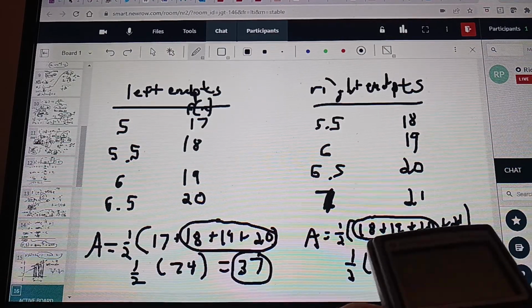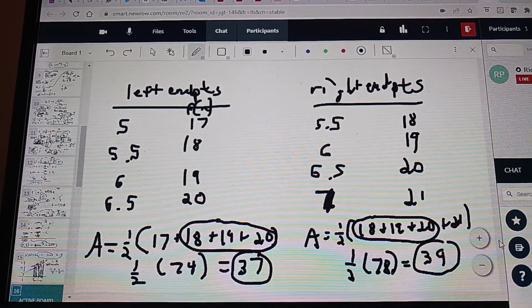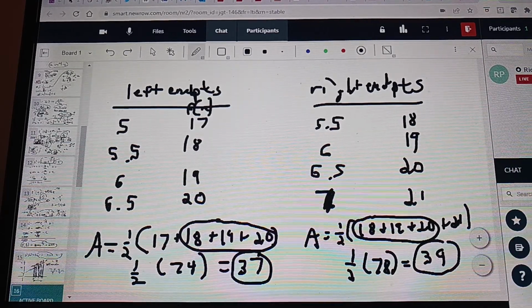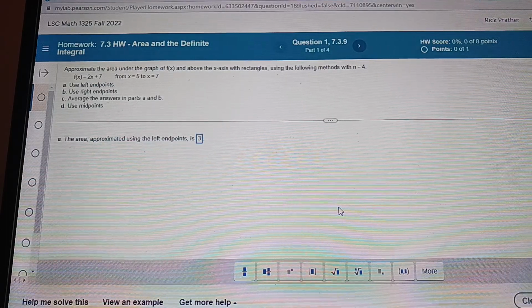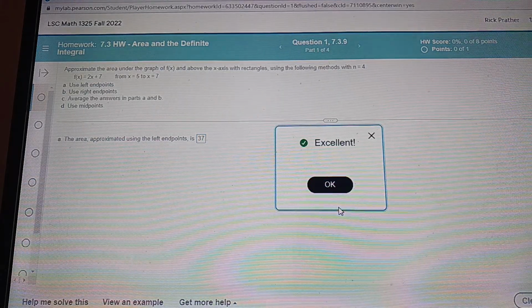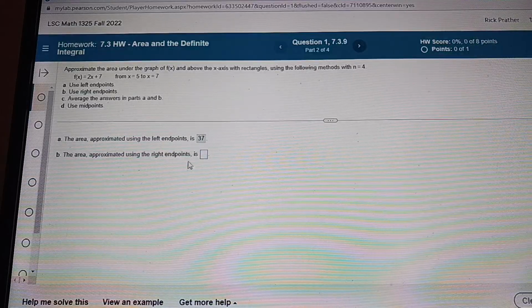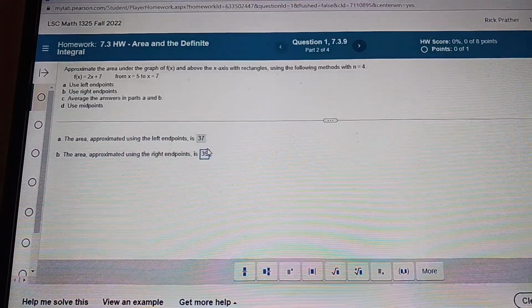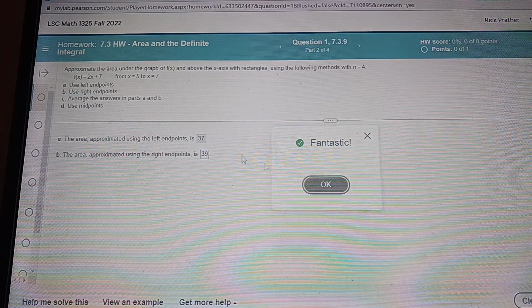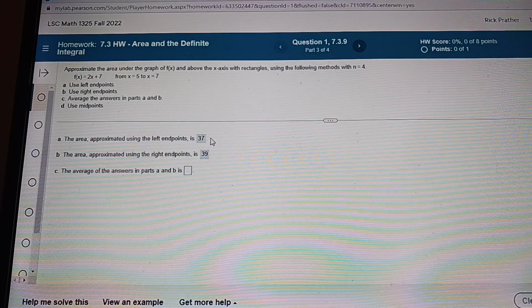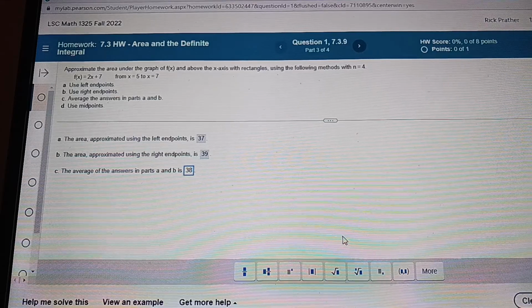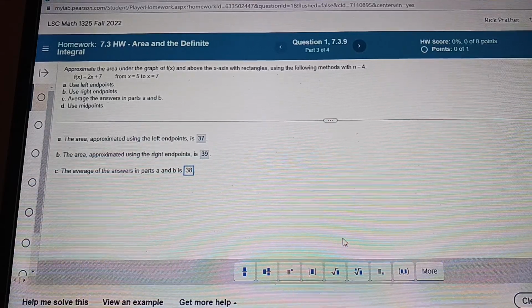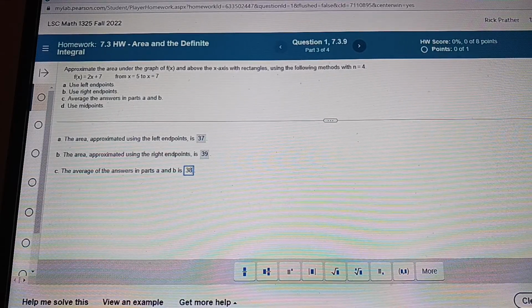So the left endpoints are saying that the estimated area is 37. The right endpoints are saying it's 39. So by left endpoints, I'm getting 37 for the estimated area. For right endpoints, I'm getting 39. And then you average those two. The average of 37 and 39 is 38. The average is the halfway point between them. Or you can do 37 plus 39 divided by 2 if you can't do it in your head.